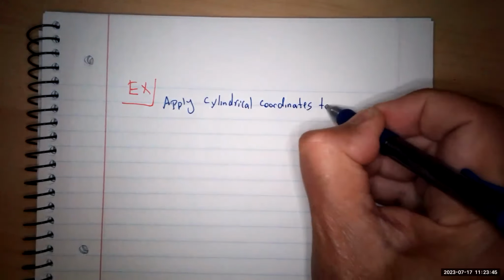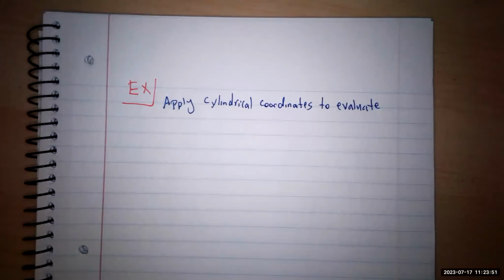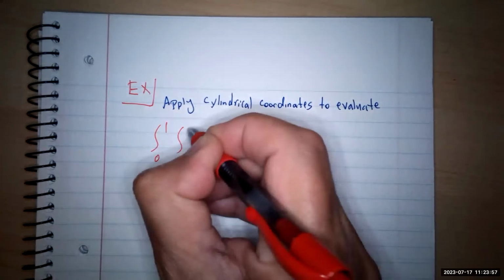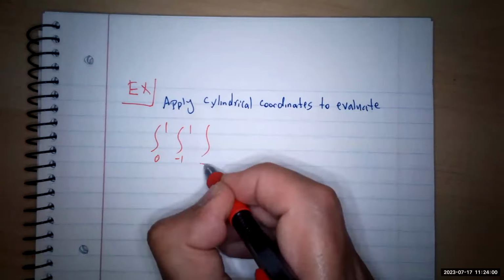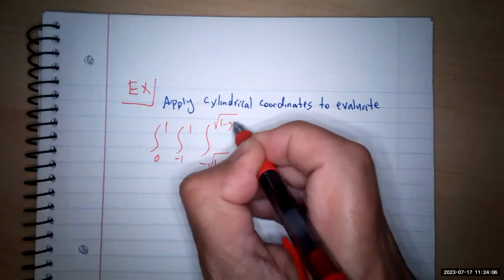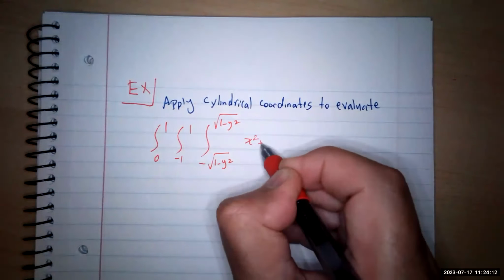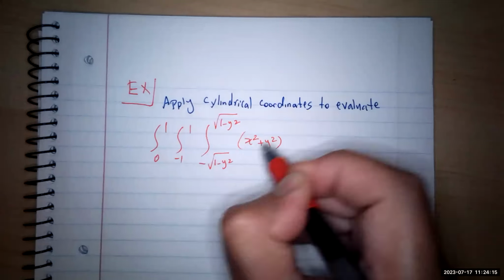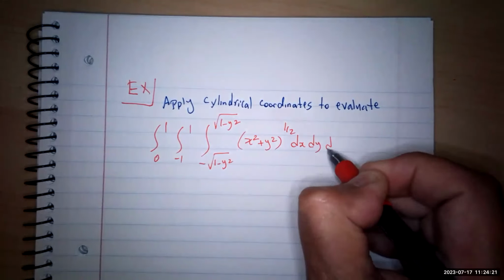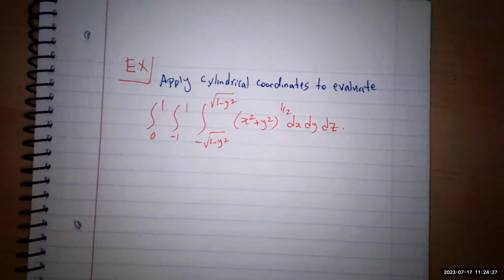Apply cylindrical coordinates to evaluate this integral. Look at the integral from 0 to 1, from negative 1 to 1, and from negative square root of 1 minus y squared to the square root of 1 minus y squared. Inside you have x squared plus y squared to the 1/2, a square root, and you have dx dy dz. This is what you have for your integral.